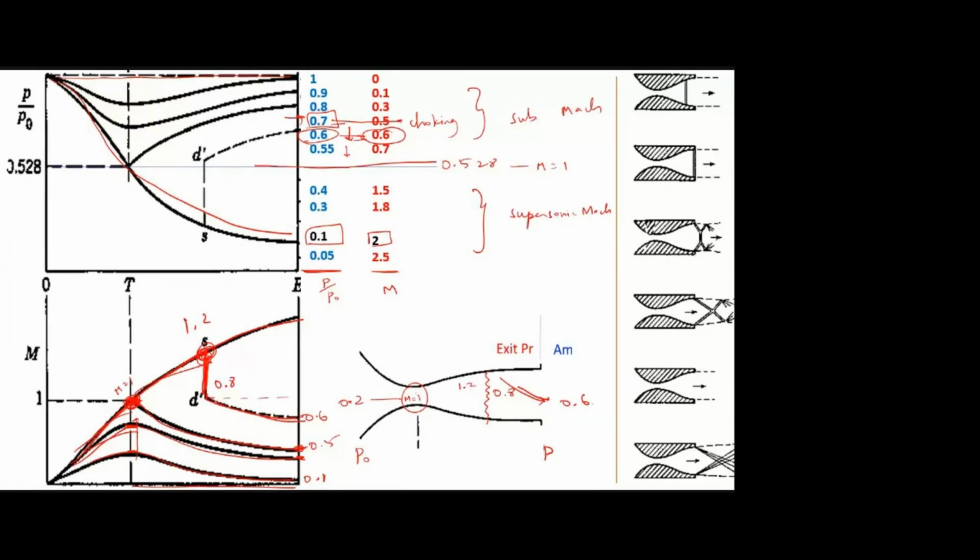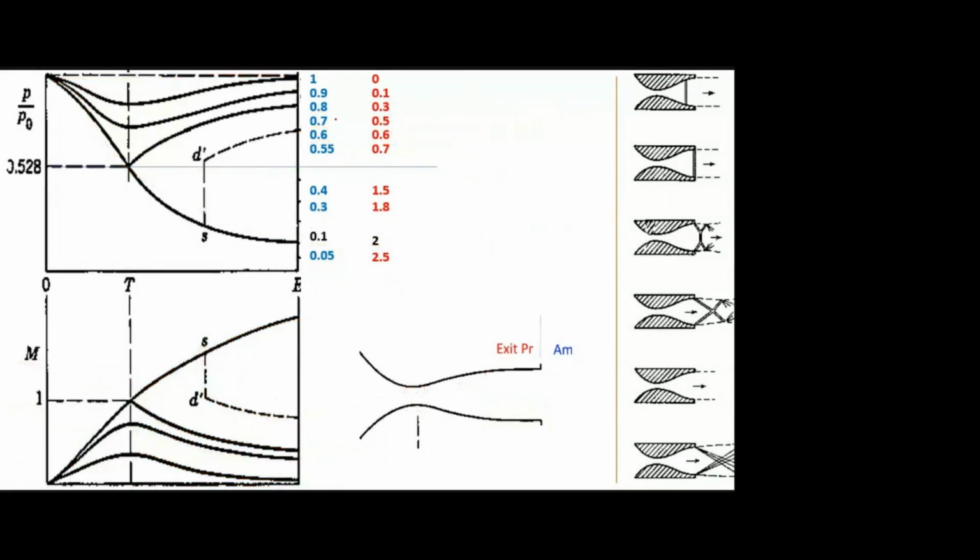Yes, sir. So for this ratio, choking occurs, that is, M equals 1 is reached at the throat. Whatever further I decrease, the flow will try to accelerate to supersonic in the divergent duct. So for 0.6, I achieved 1.2. Then the normal shock converts that into 0.8, and it is further decreased to 0.6.